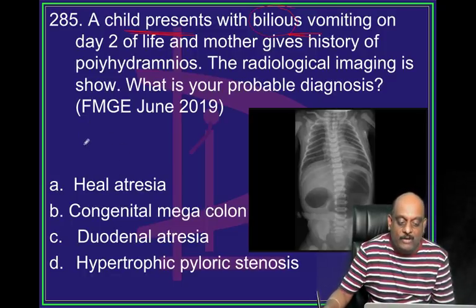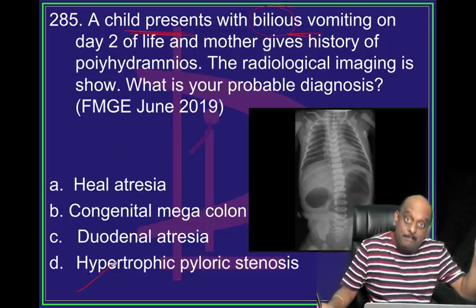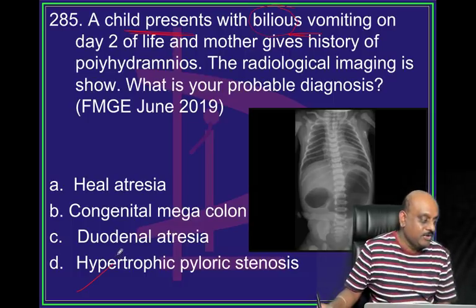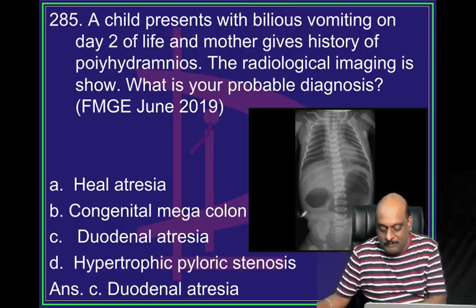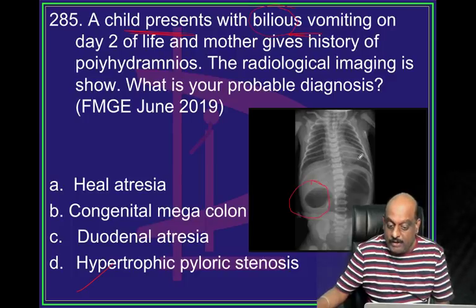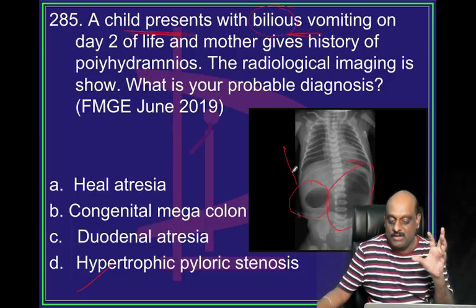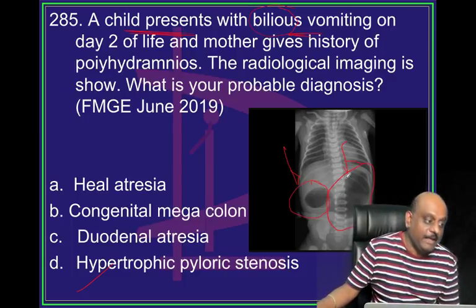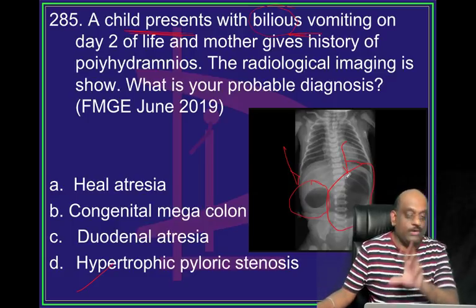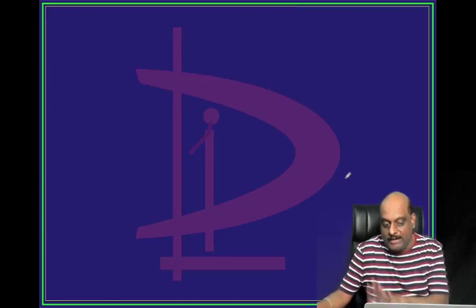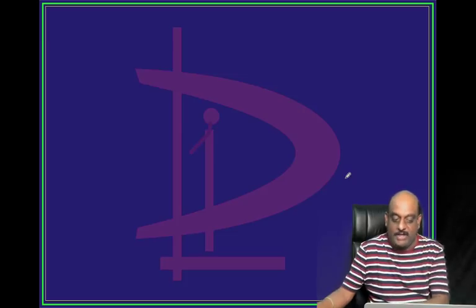Congenital hypertrophic pyloric stenosis, what happens? Non-bilious. So what do you see here? Doctor, double gas shadows. Two gas shadows. Double bubble sign in case of the duodenal atresia is what you need to remember.